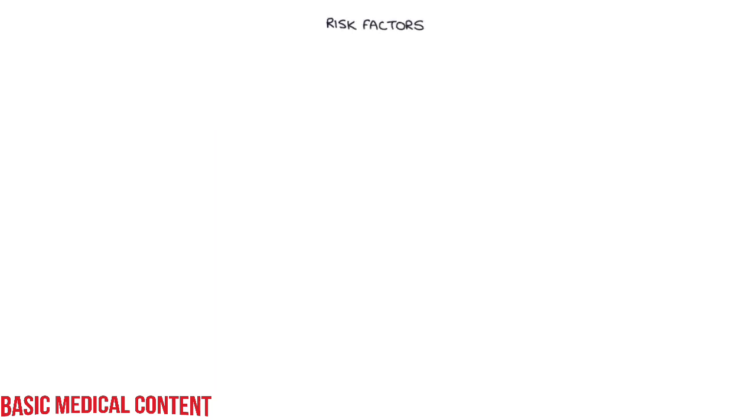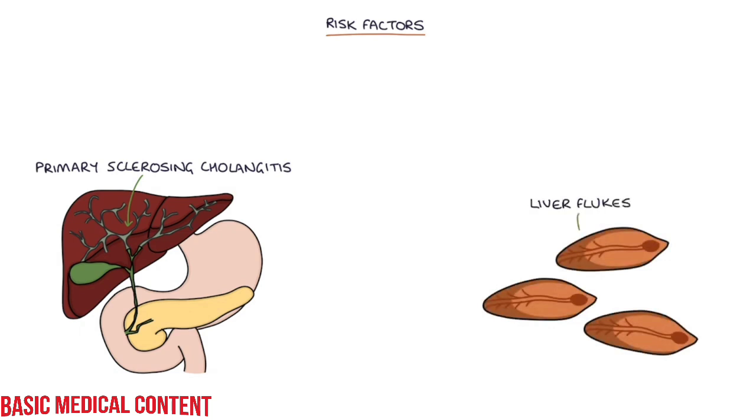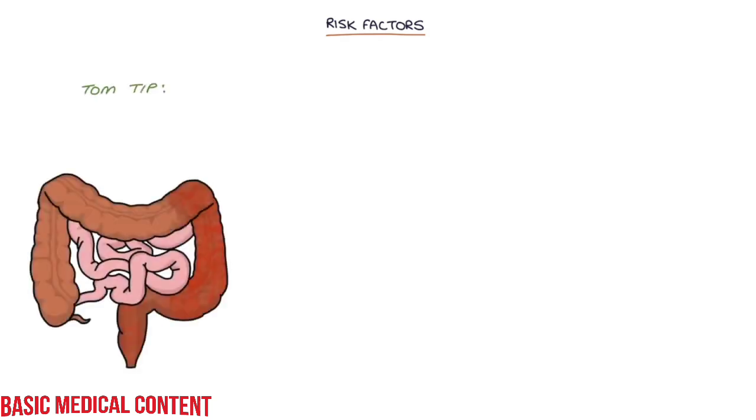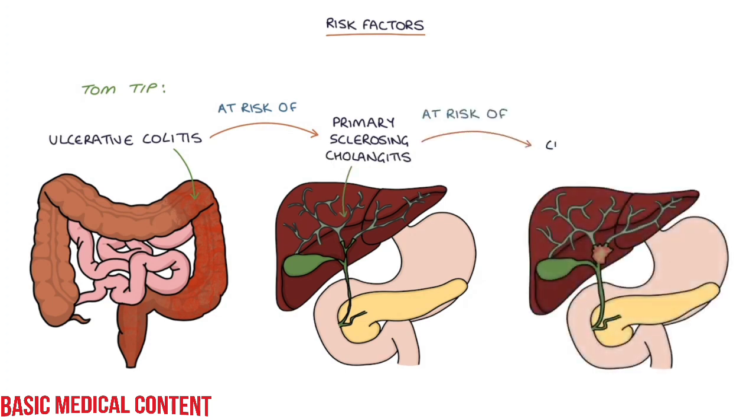The key risk factors for cholangiocarcinoma to remember are primary sclerosing cholangitis and liver flukes, which are a parasitic infection. A Tom tip for you, patients with ulcerative colitis are at risk of developing primary sclerosing cholangitis. Patients that have primary sclerosing cholangitis are at risk of developing cholangiocarcinoma, about 10 to 20%. When it comes to cholangiocarcinoma, primary sclerosing cholangitis is the key risk factor that's worth remembering for your exams.